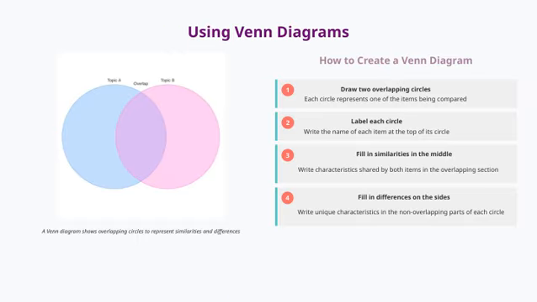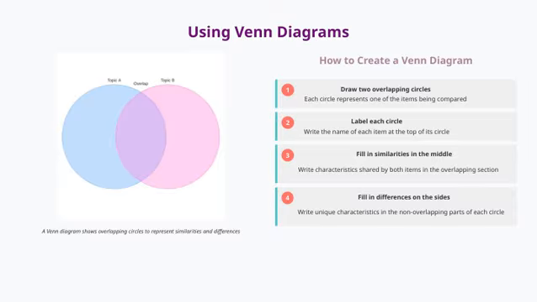Now, let's explore how to create a Venn diagram. First, draw two overlapping circles. Each of these circles will represent one of the items we're comparing. Next, label each circle clearly by writing the name of the item at the top of each one. This helps keep everything organized and easy to understand.